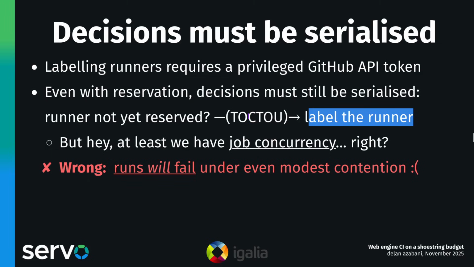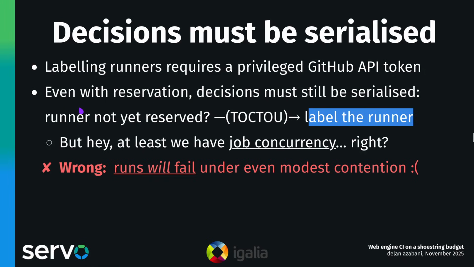But in between, there's a moment where another process doing the same thing could make the same decision. And as a result, if we just did this, we could end up with a situation where one runner gets assigned 2 unique labels, but it can only fulfill one of them. So we have that same problem again.